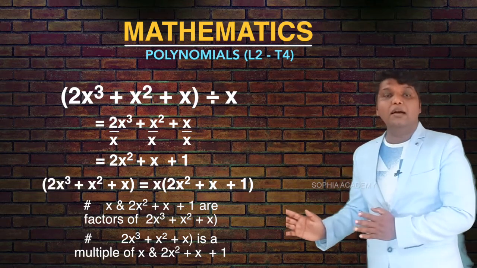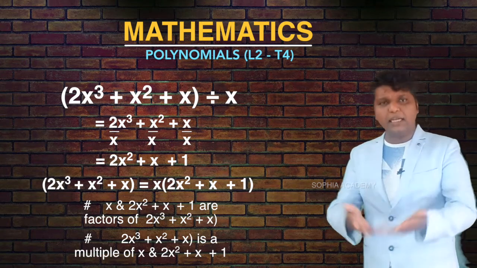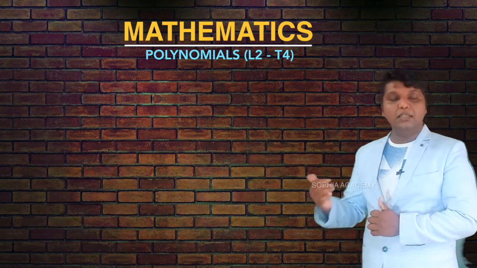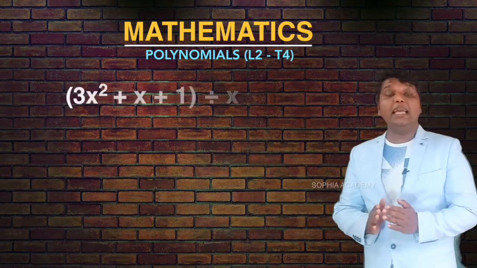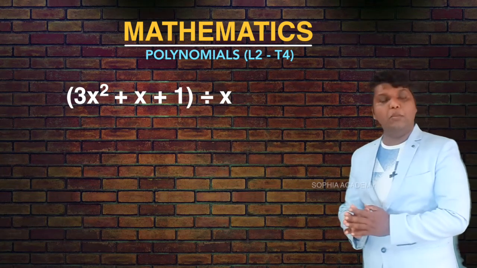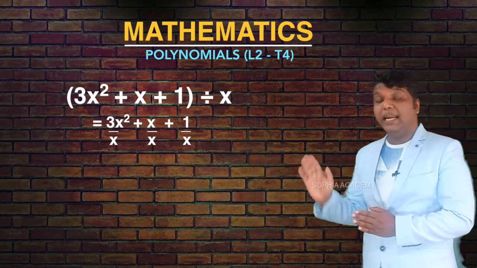So here you could divide each term by x. Very perfectly you could divide. Let us take one more example so that it will be very clear for you. Let us go to another example. Consider another polynomial, 3x square plus x plus 1. Again, let us divide by the monomial x itself. I told you already, you have to divide each term by x.